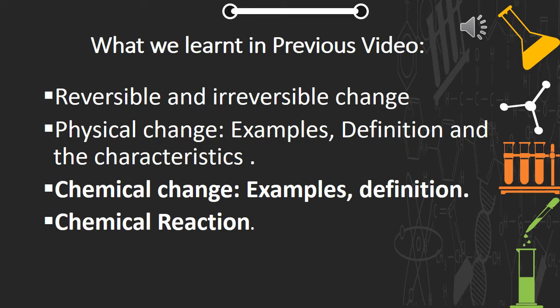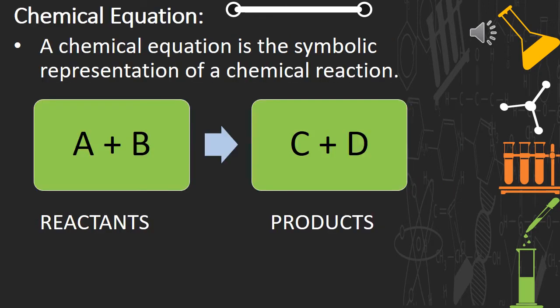And as I told you, every chemical change is accompanied by a chemical reaction, so we also know about chemical reactions. We know about the reactant and product. With an example, I explained the same. Now today we are going to continue with chemical reactions, where we are going to learn about chemical equations. Yes, let's see chemical equations now.